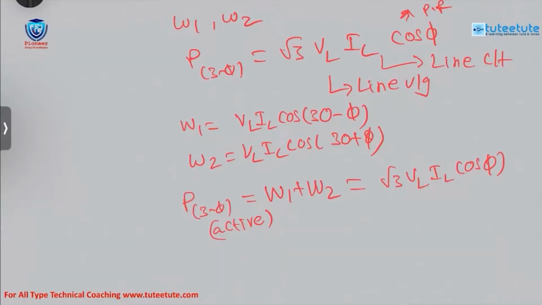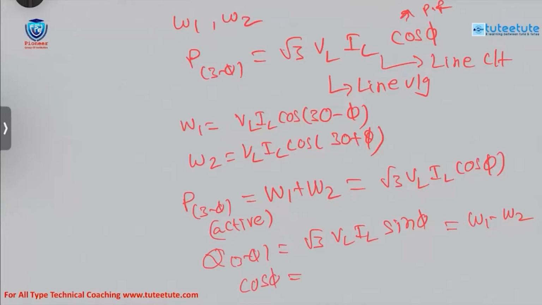Okay, so reactive power is denoted by Q. Three-phase reactive power can be written as root 3 VL IL sin phi. For that, if you do W1 minus W2, we will get the reactive power. One more power factor formula: phi can be written as tan inverse of root 3 times (W1 minus W2) by (W1 plus W2).